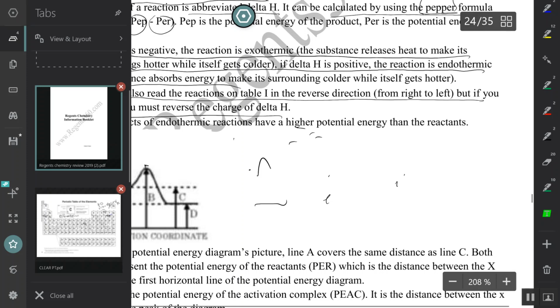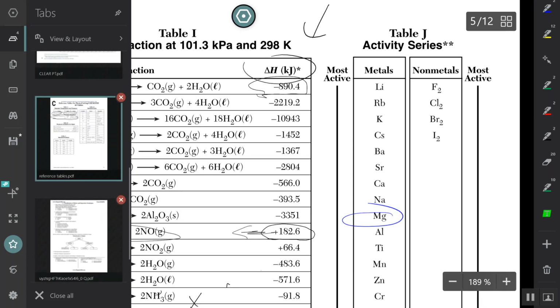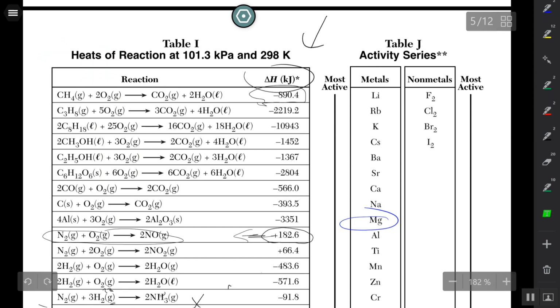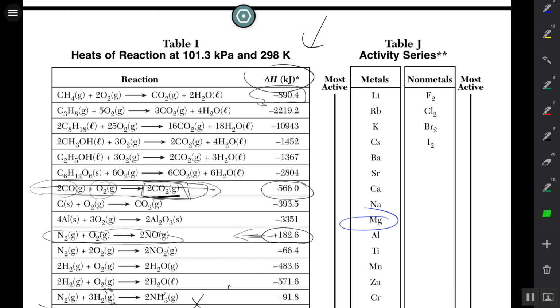Okay, very important that when we are looking at table I, if the question tells you how much heat is released or absorbed by the synthesis of 2 moles of carbon dioxide, here we have a synthesis reaction, in which we combine 2 moles of carbon monoxide with oxygen to synthesize 2 carbon dioxide. So in this synthesis reaction, reading it from left to right, we are releasing 566 kilojoules. So this reaction is exothermic.